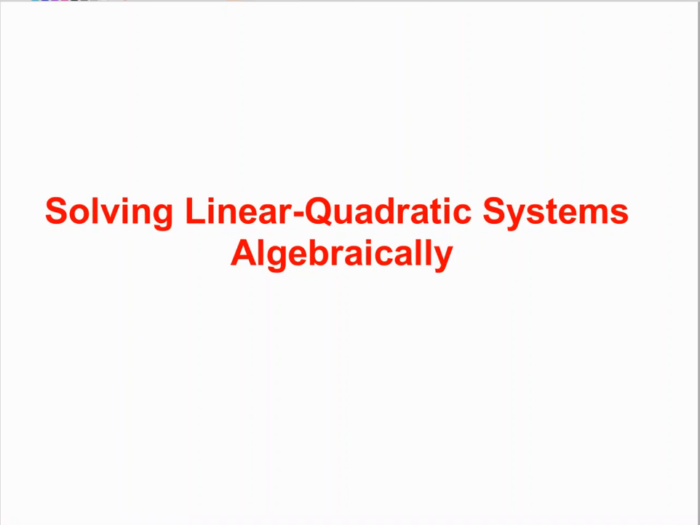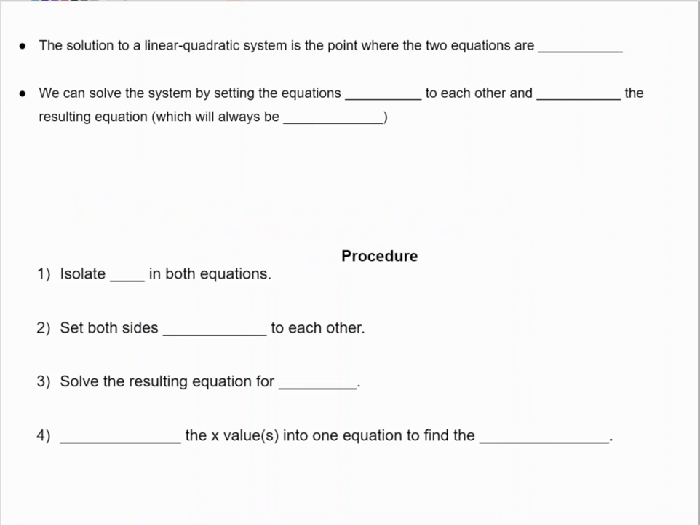In this video, we're going to be discussing solving linear quadratic systems algebraically. As we discussed in a previous video, the solution to a linear quadratic system is the point where the two equations are equal to each other. In a previous video, we talked about how to do this graphically, where if we had a quadratic and a linear, we were looking for the points where those two equations intersect.